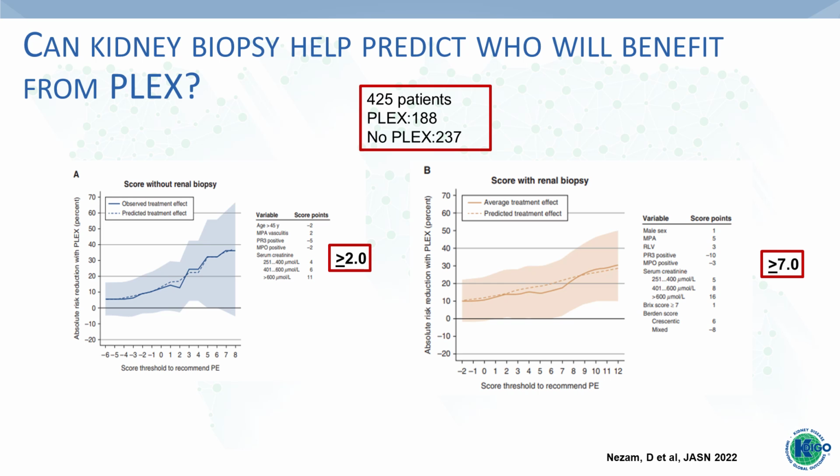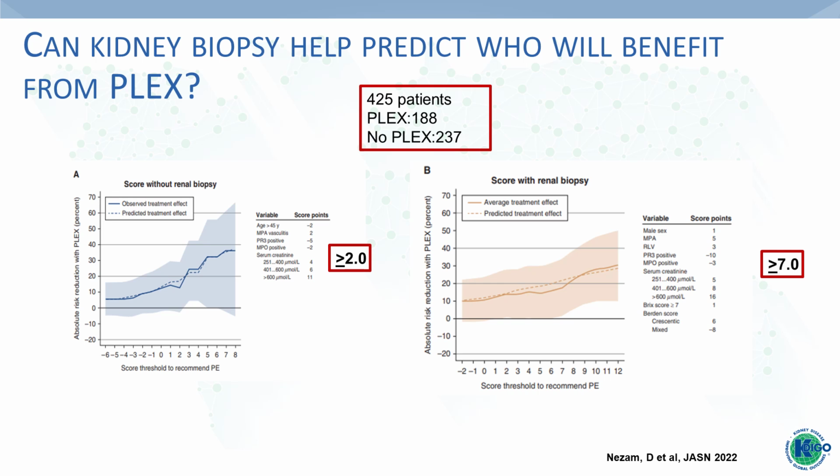These are the score points for patients without a kidney biopsy, and the highest score was given to the serum creatinine level. If you had a score of greater than 2, then there was a beneficial effect of Plex on ESKD or death at 1 year. But if you did have a kidney biopsy, and if you had a crescentic class, it had a score of 6, and those were the patients who were benefiting from Plex. So if you had a score of greater than 7, that was the threshold, there was a benefit of Plex.